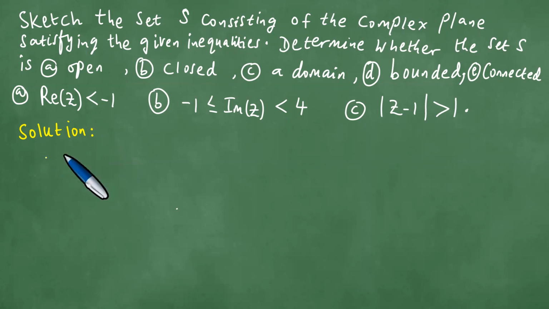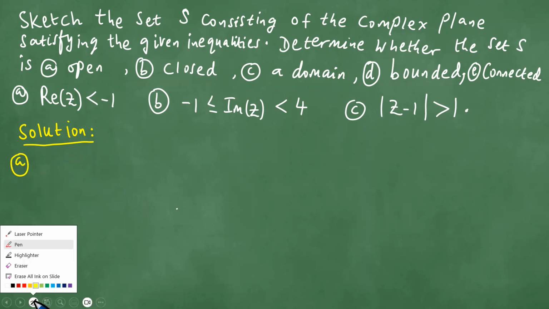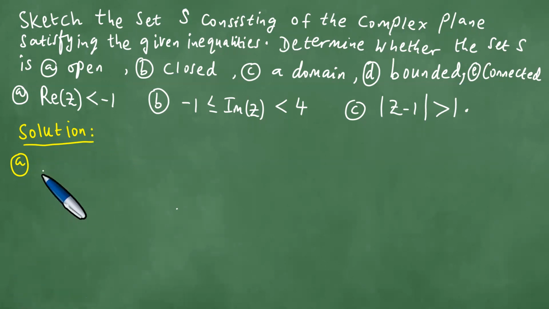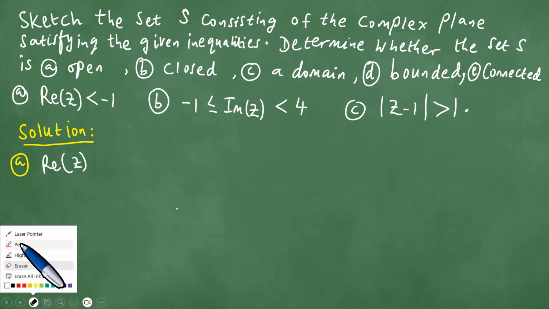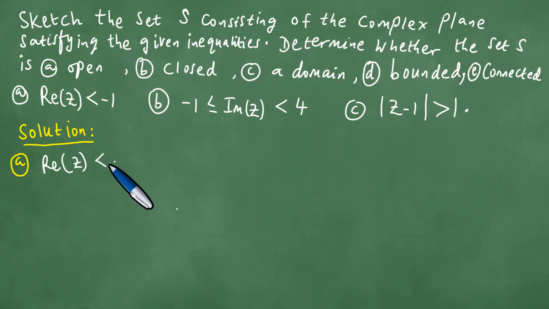Right, so in writing down the solution to this question, we have the following. Part A. So we have the real part of Z, and the real part of Z is strictly less than -1.